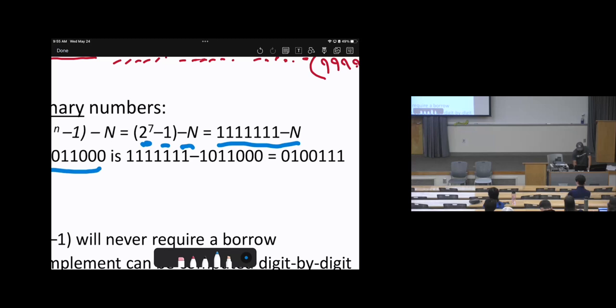1 minus 0, 1. 1 minus 0, 1. 1 minus 0, 1. 1 minus 1, 0. 1 minus 1, 0. 1 minus 0, 1. 1 minus 1, 0. That's it. There is another shortcut that can be done instead of subtracting. Flip any 0, make it 1, any 1, make it 0. And that's it. It will be much easier than doing the subtraction.